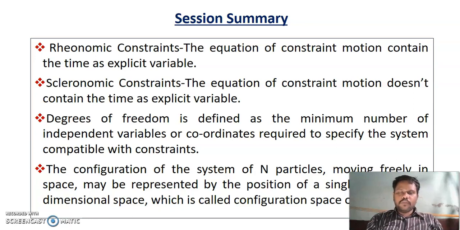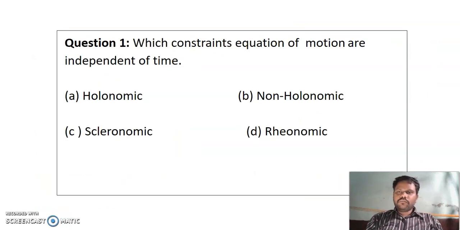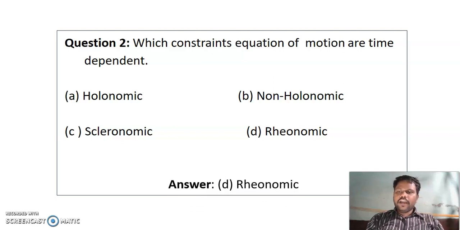Now we shall have a small MCQ session on this. Question number 1. Which constraints' equation of motion are independent of time? Option A, holonomic. Option B, non-holonomic. C, scleronomic. D, rheonomic. The answer is scleronomic. Question 2. Which constraints' equation of motion are time dependent? The answer is rheonomic.